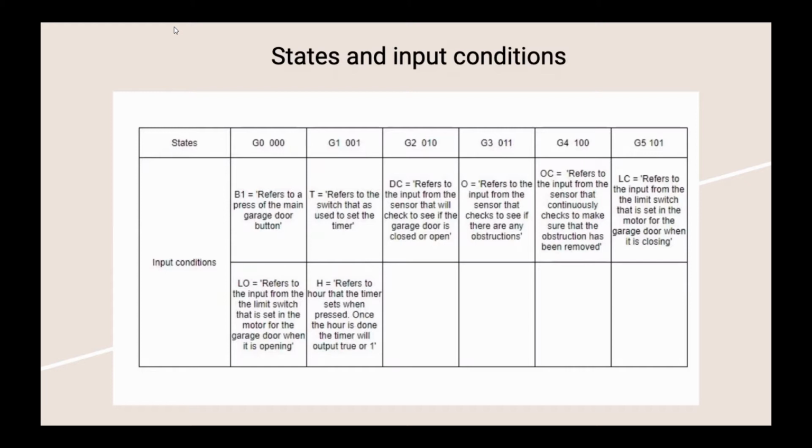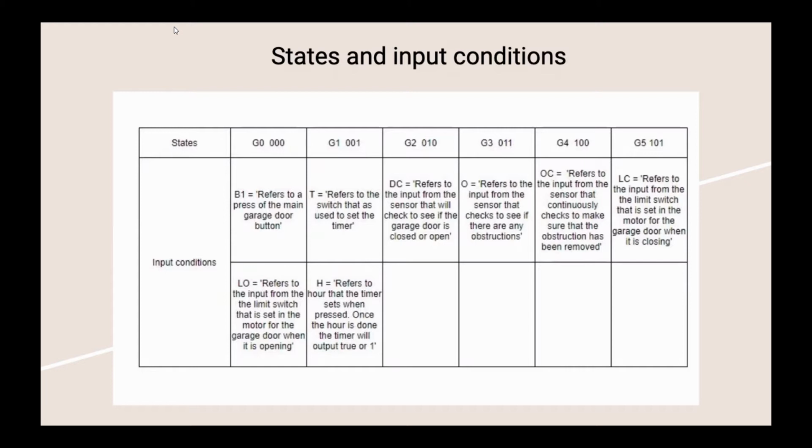T refers to the switch that is used to set the timer. DC refers to our input from our sensor, checking to see whether or not the garage door is closed or open. O refers to the input from the sensor that checks to see if there are any obstructions, and OC refers to the input from the sensor that continually checks to make sure that our obstruction has been removed, whether that's a person, an object, anything like that, an animal.